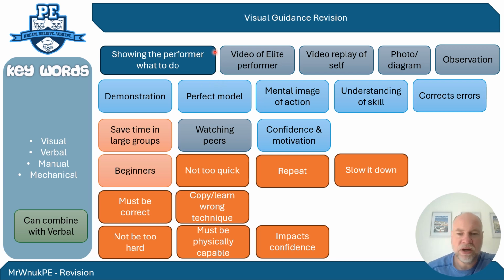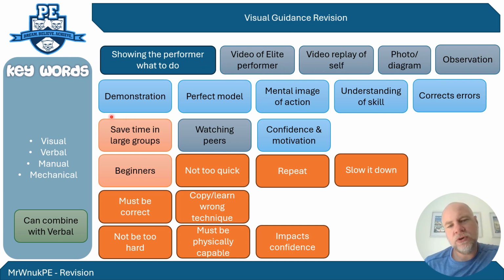So, like a video of an elite performer. So someone who's better than them is always a good method of visual guidance. Might be showing a replay of the performer themselves during the performance. It could use photos, diagrams, posters, etc. Anything that can visually stimulate an individual, or it could just be observation. So you pull students to the side and then ask them to watch someone else perform the skill. So there are examples of how you would apply visual guidance.